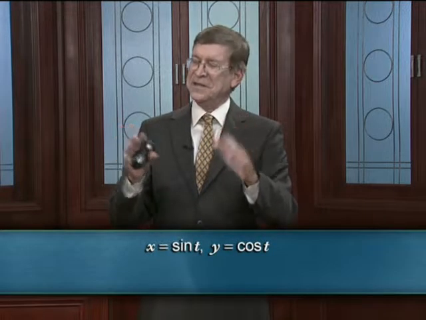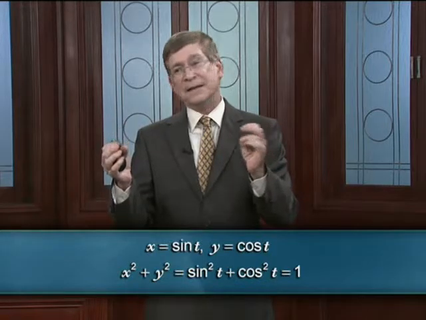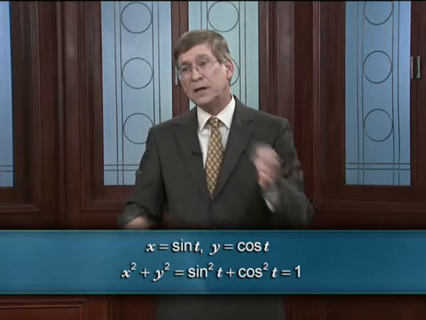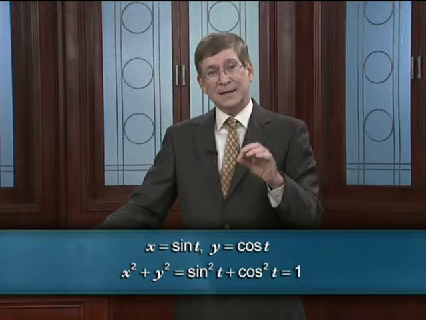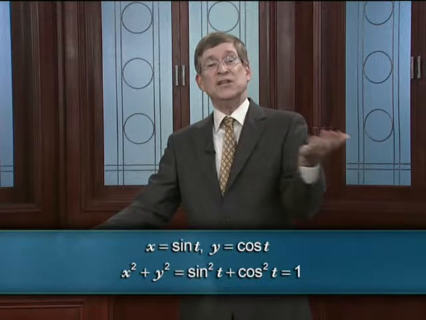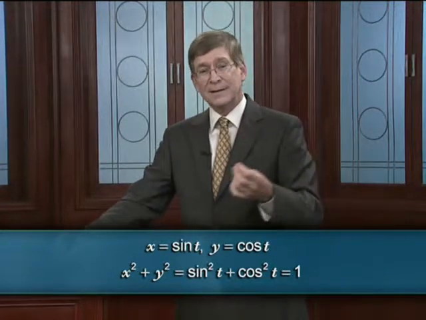Well, we can eliminate the parameter, can't we? Just like we did before. Remember our fundamental identity: sine² plus cosine² equals 1. So we have x² + y² = 1. Wow. We have now a circle of radius 1 and center (0, 0).